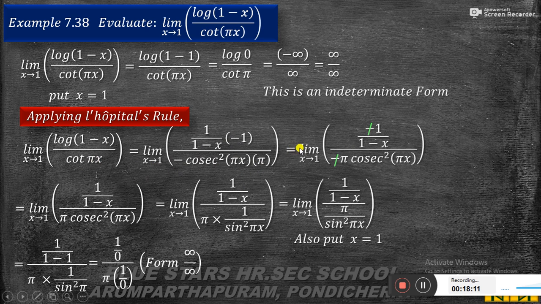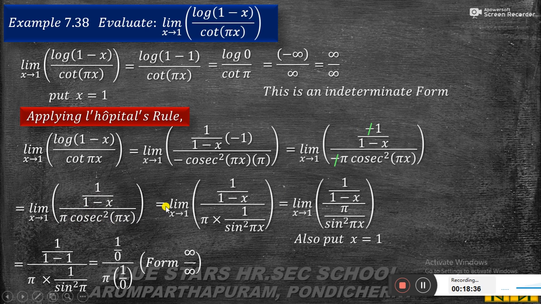So next, limit x tends to 1. I multiply both factors in the numerator. So minus 1 by 1 minus x, divided by minus pi cosecant square pi x. In the next step, minus minus cancelled. So limit x tends to 1, 1 by 1 minus x by pi into cosecant square pi x.